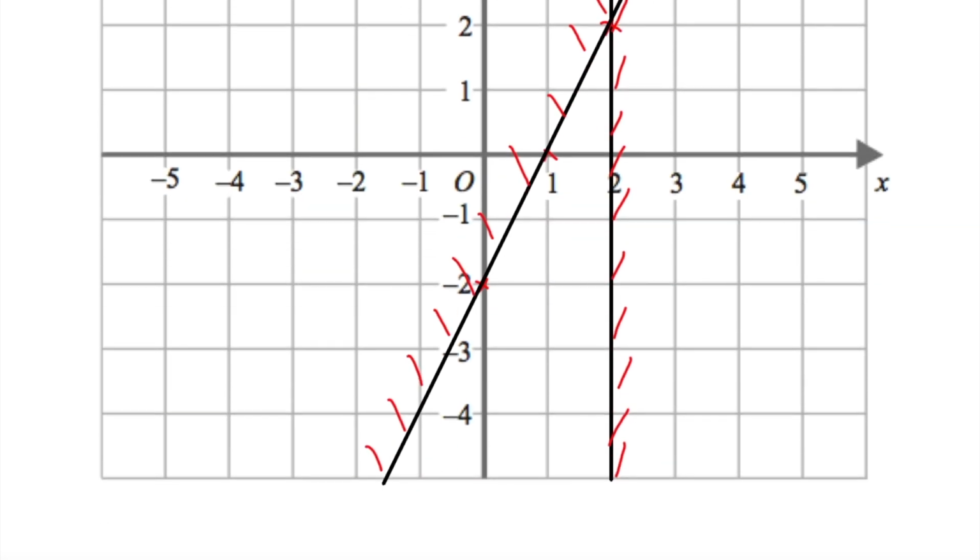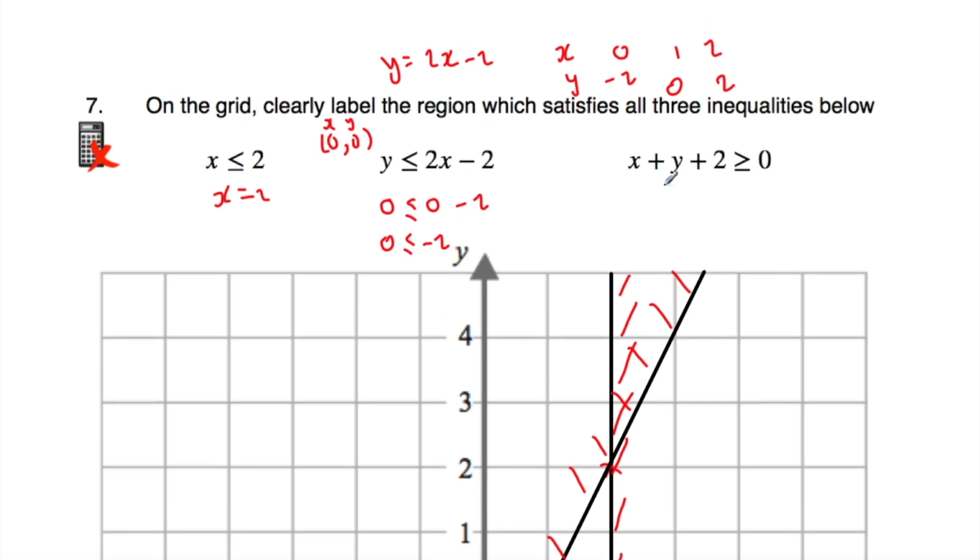Okay, so far we know it's going to be to the left of this line and below that line. So we've got this region here. And then if we look at our last inequality, x plus y plus 2 is less than or equal to 0. So x plus y plus 2 is less than or equal to 0.